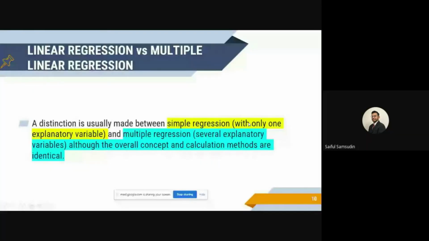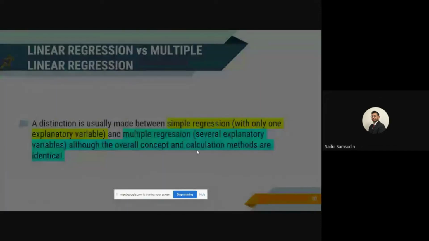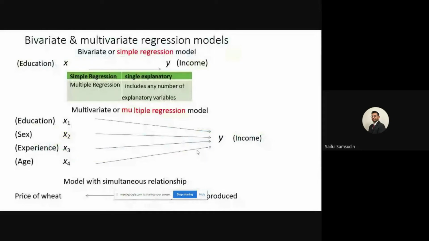So, the difference between simple linear regression and multiple linear regression. Simple linear has only one explanatory variable, and multiple regression has several. I want to emphasize that simple and multiple are almost the same, but in multiple we have more independent variables. So we can get the idea about the regression. Here we have the bivariate or simple regression model.